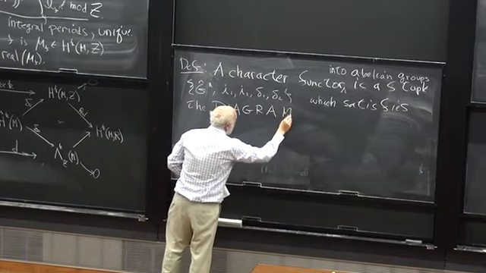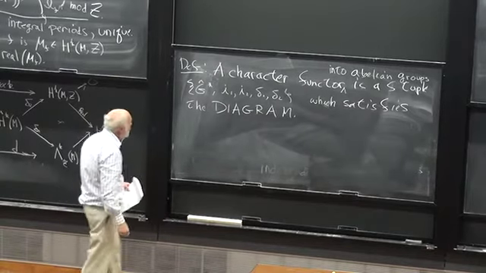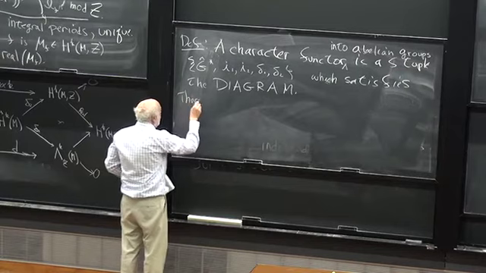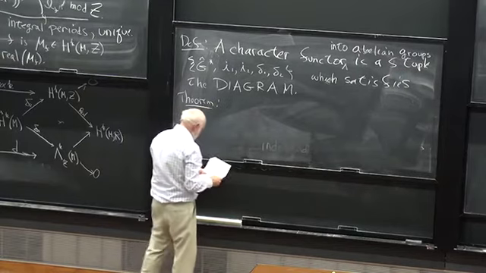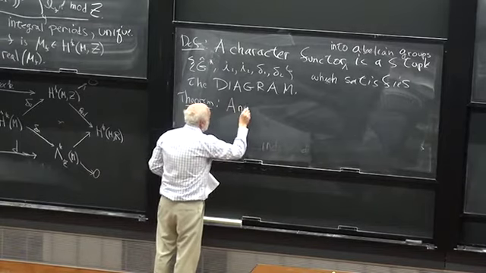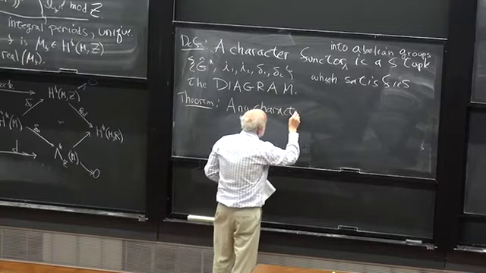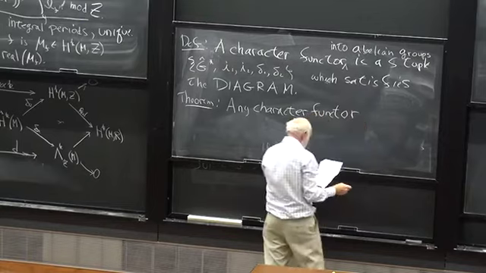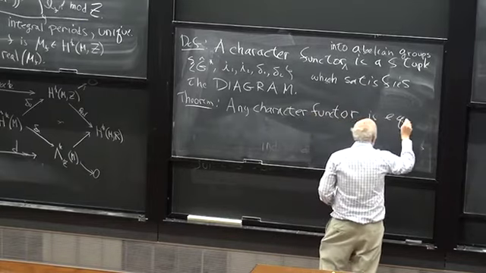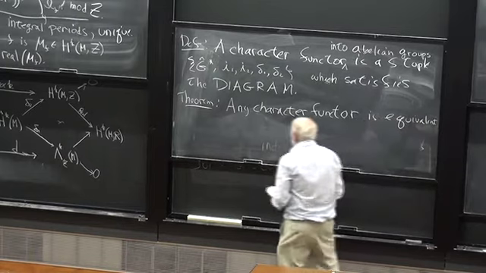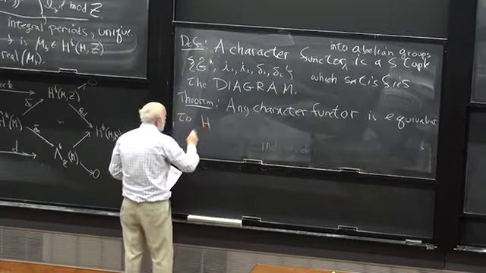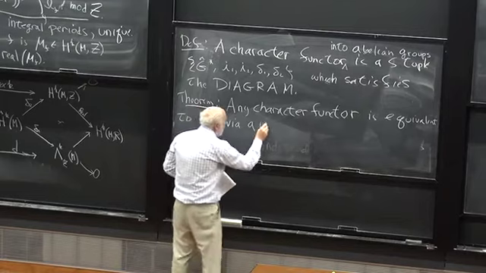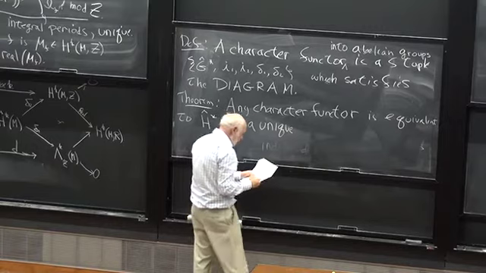Okay, so that's a character functor, right? It looks just like the other one, except it's called G. That's the only difference. Now, here's the theorem. Any character functor is equivalent to H hat, I won't put an S triple, I quintuple, the H hat star, via a unique natural transformation.